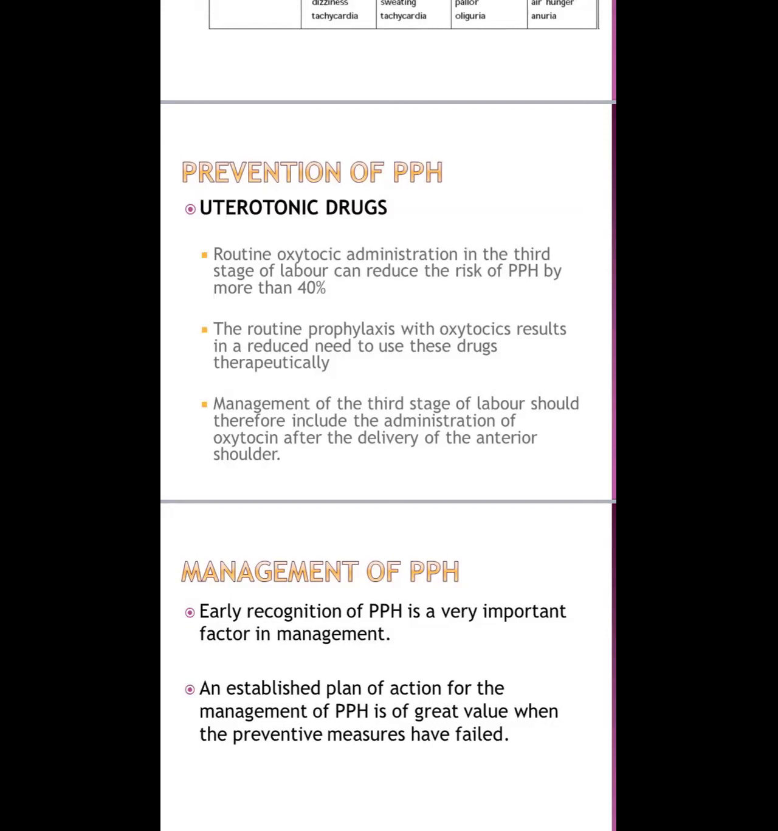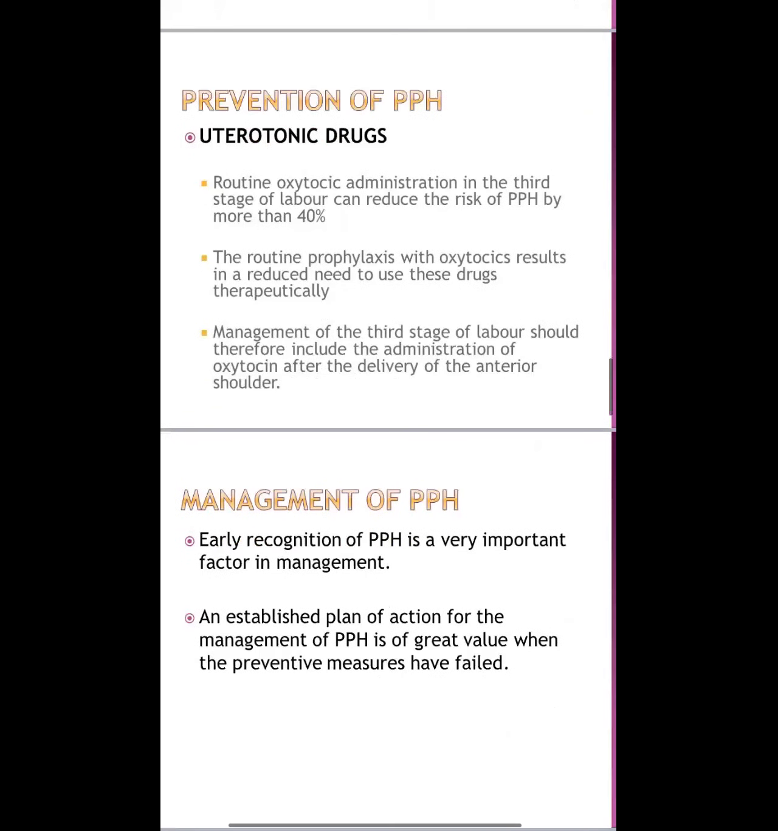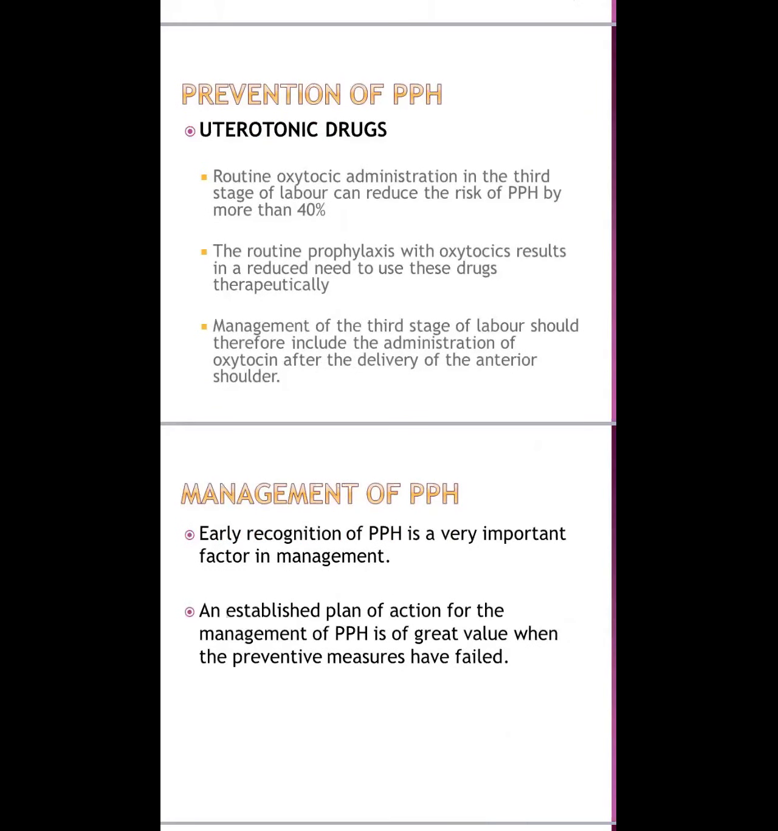Uterotonic drugs, the routine oxytocin administration in the third stage of labor. After the baby is delivered and the placenta is delivered, we give prophylactically, as routine administration, 20 units of oxytocin in 1 liter of normal saline, and it continues for 4 hours. Next, routine prophylaxis with oxytocin reduces the need for these drugs.